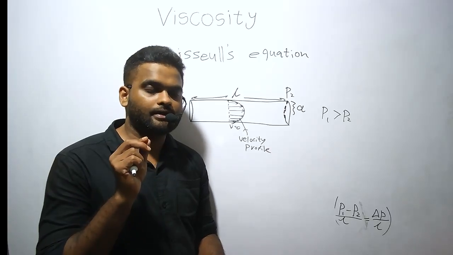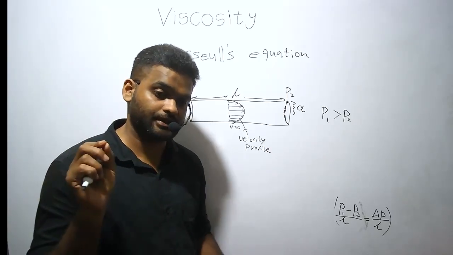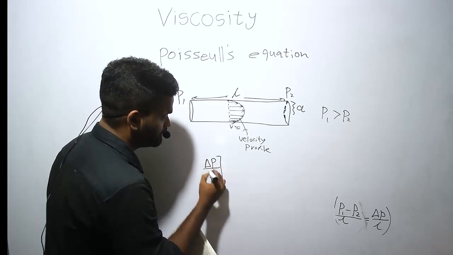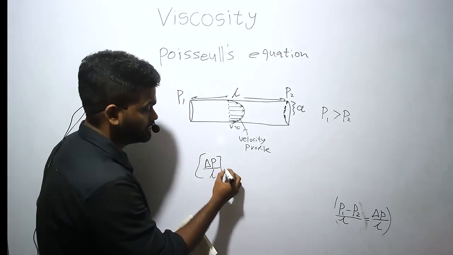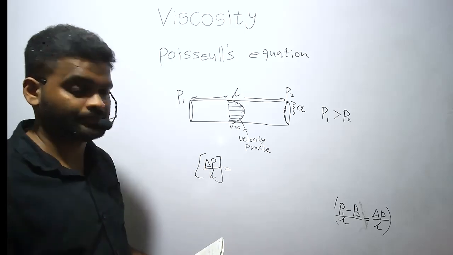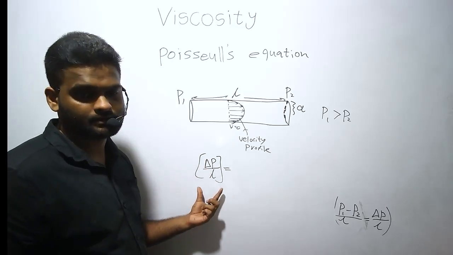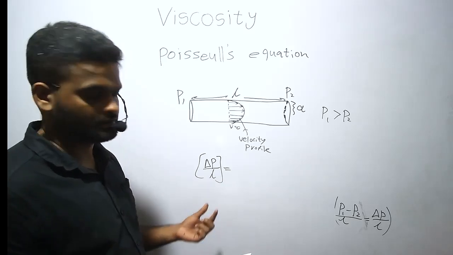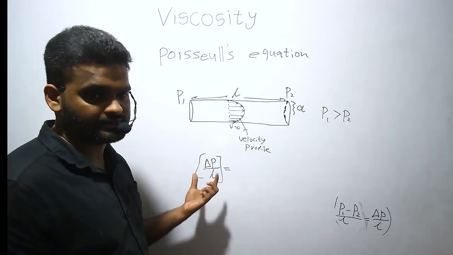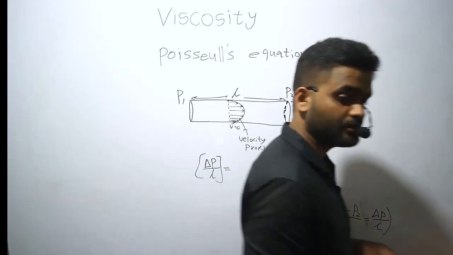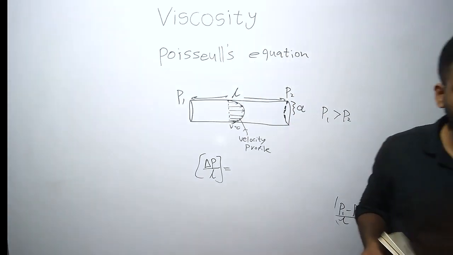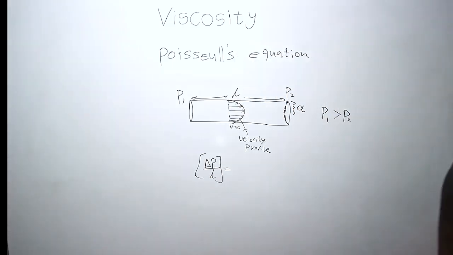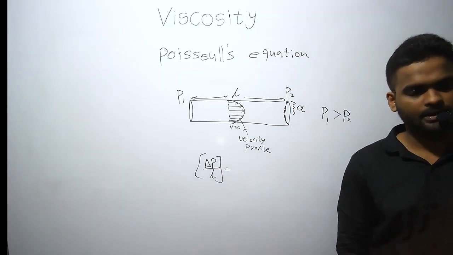Now I am going to find the dimensions of pressure gradient. What are the dimensions of pressure divided by length? Just find that and let me know the answer. Someone?